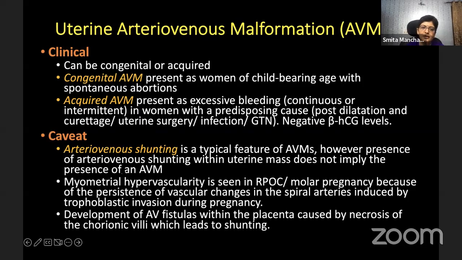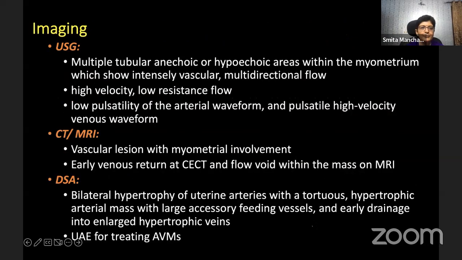Caveat, what I had told earlier: arteriovenous shunting, a typical feature of AVMs, does not really imply the presence of an AVM. So when it is associated with an echogenic mass, think about a GTN or the enhanced myometrial vascularity associated with an RPOC. So on imaging, we have already discussed this. Tubular anechoic or hypoechoic areas show intensely vascular multidirectional flow, high velocity, low resistance, low pulsatility of the arterial waveform, and pulsatile high velocity venous waveform, which is typical for any AVM.